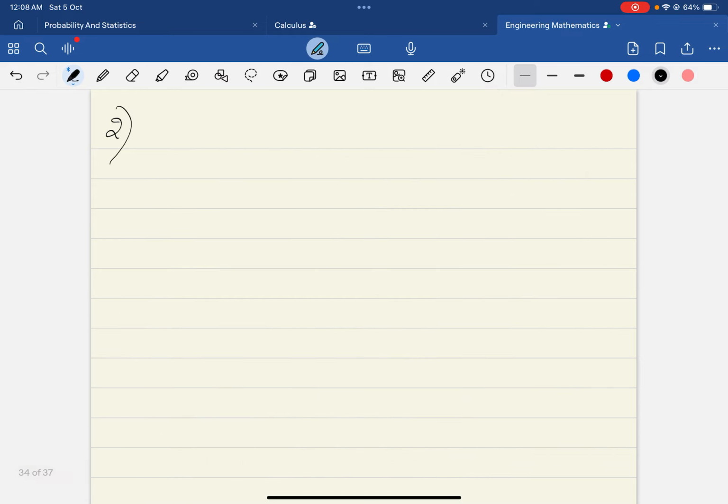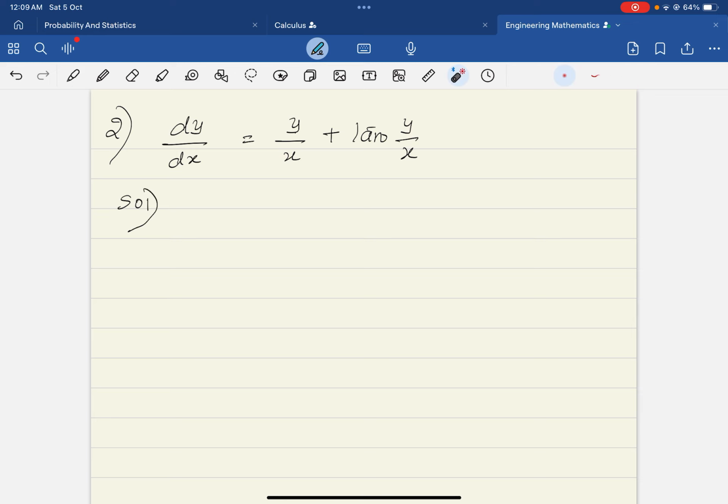Let us have one more problem now. dy by dx is equal to y by x plus tan of y by x. Now it is clear that it's homogeneous because the degree is 1 here, the degree is 1 here, and here also 1. So definitely you can say that it is homogeneous.